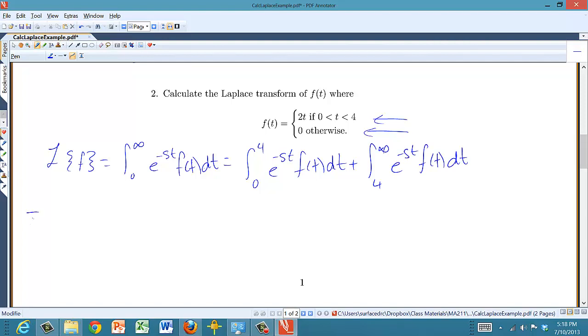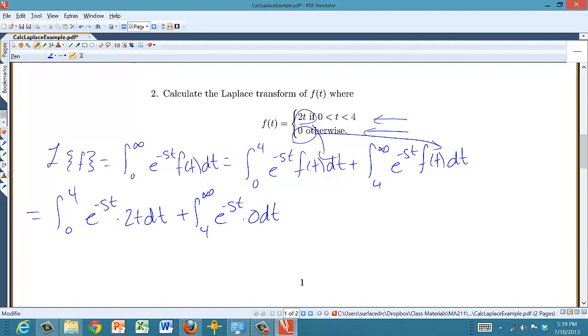Alright, so let's see, on the interval 0 to 4 my f of t is 2t, and on the interval 4 to infinity my f of t is 0. So this is the integral from 0 to 4 of e to the negative st times 2t dt plus the integral from 4 to infinity of e to the negative st times 0 dt, and this integral goes away, this one's 0, so I get the integral from 0 to 4 of e to the negative st times 2t dt.